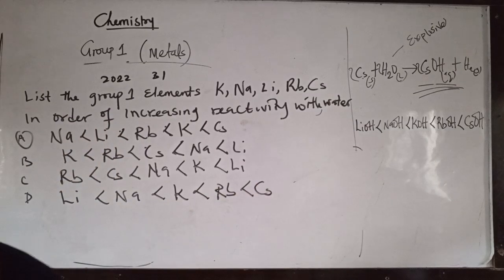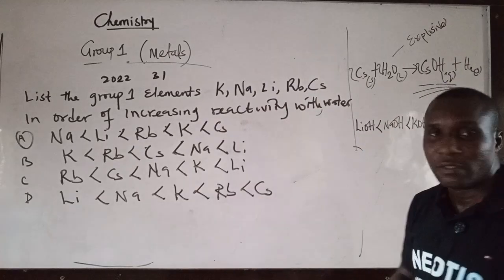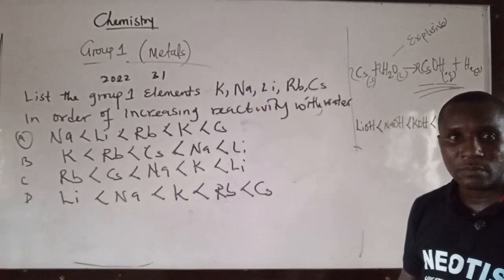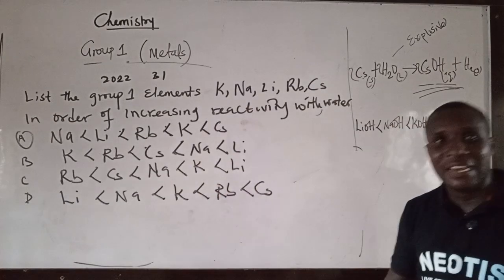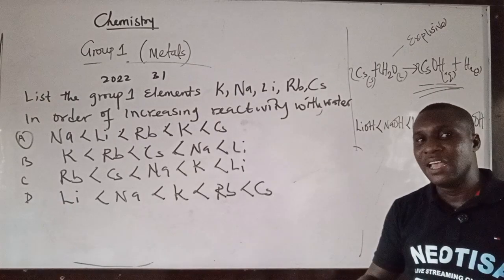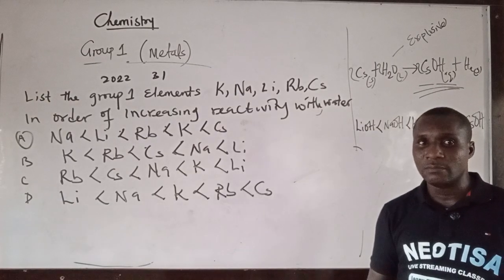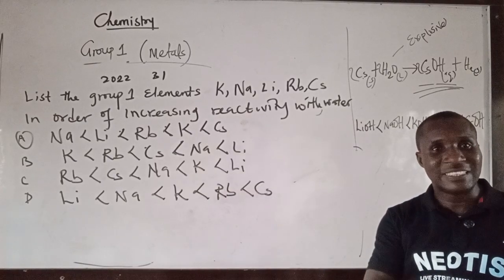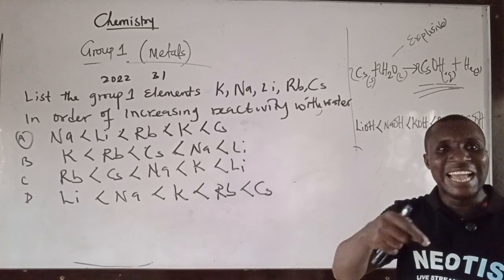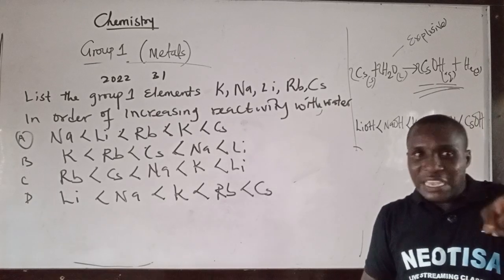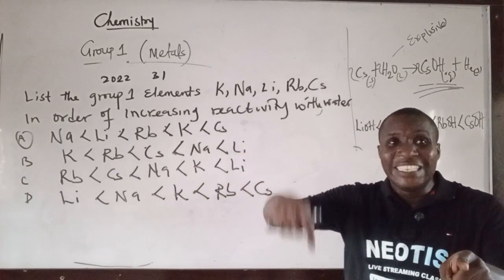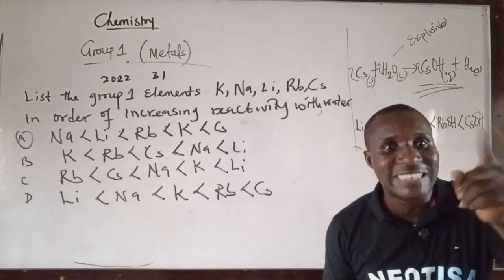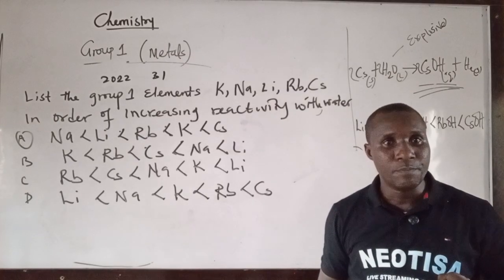Look at this. From there, what was the answer? This is the order of increasing reactivity with water. I told you from what I wrote down that lithium reacts steadily with cold water. That means the reaction with cold water is less. Why? Because it has the smallest size, and it has the highest ionization energy. Lithium has the highest hydrated radii. We have what we call hydration enthalpy.